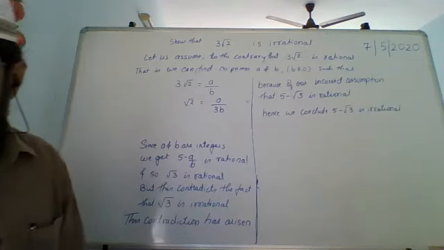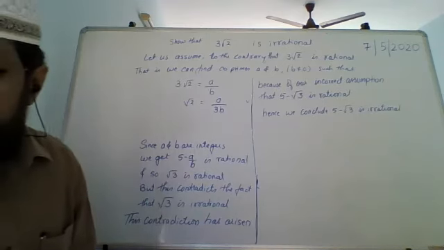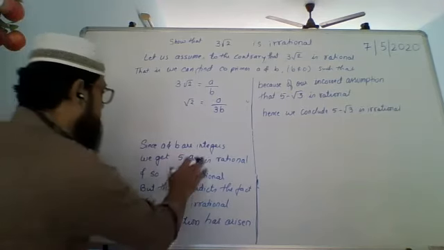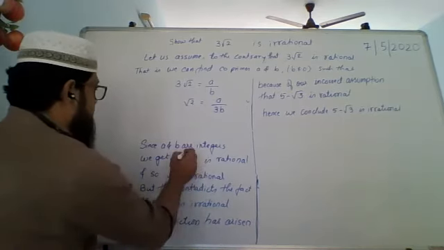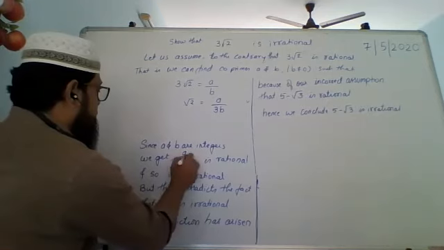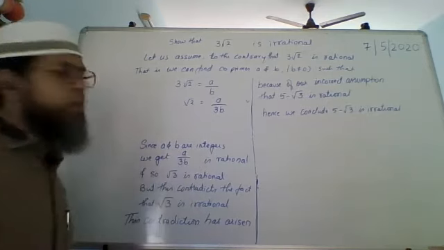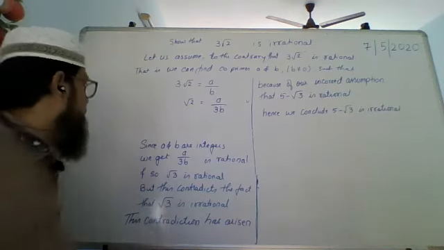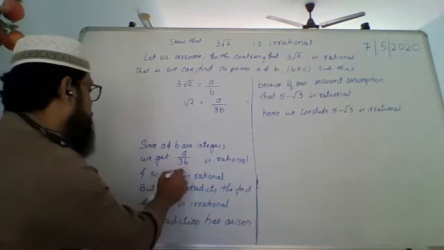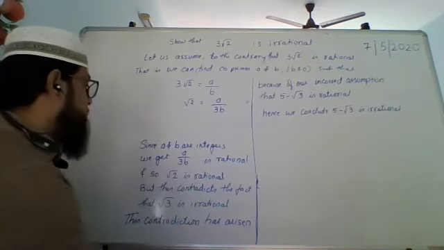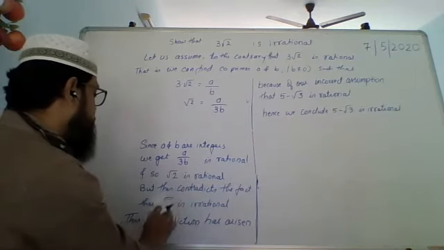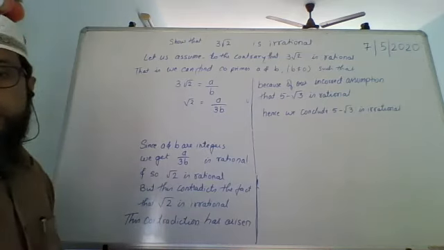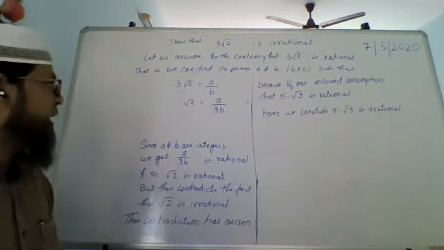So what do we get? 3 is an integer. A and B are integers. So we get A upon 3B is rational. And so root 2 is rational. But this contradicts the fact that root 2 is irrational.